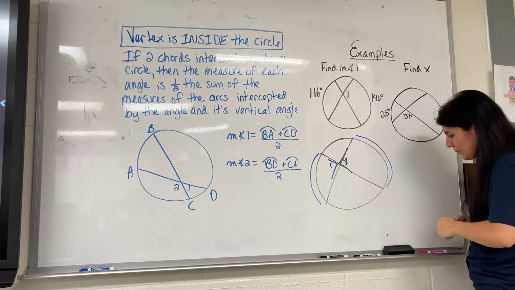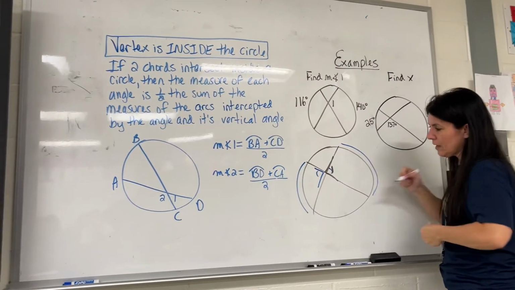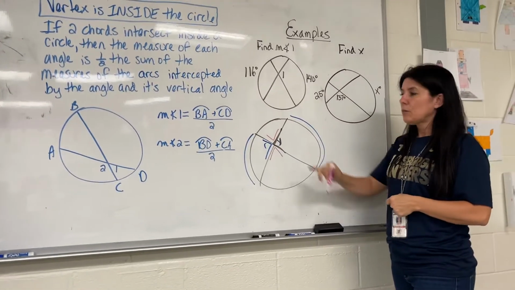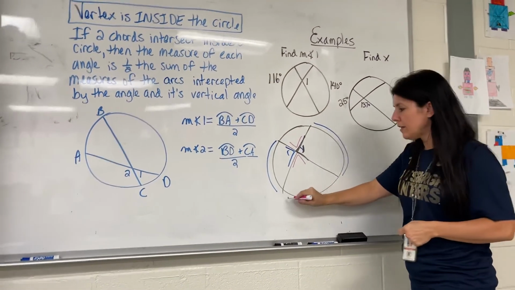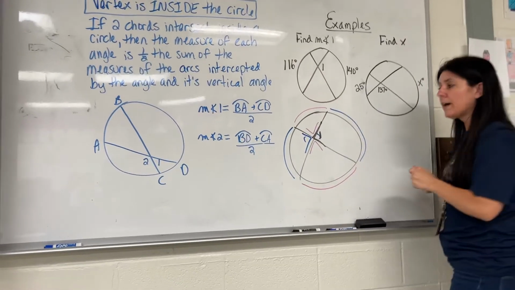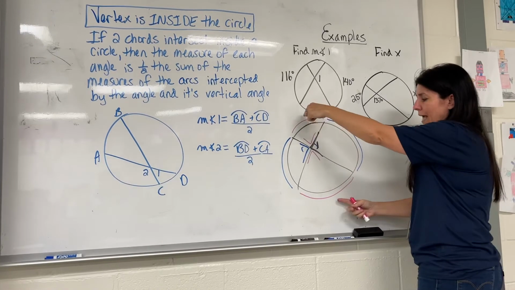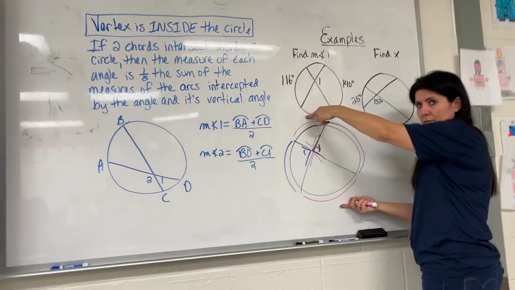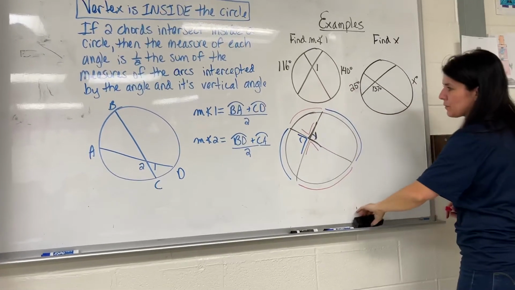There's also the opposite way. These two pink angles are going to be vertical and equal. Whichever of those that you're solving for, these two pink arcs are the ones that are associated with it. So to find one of these pink angles, we're going to add and divide by 2 these two pink arcs. Okay, let's look at some examples with that.